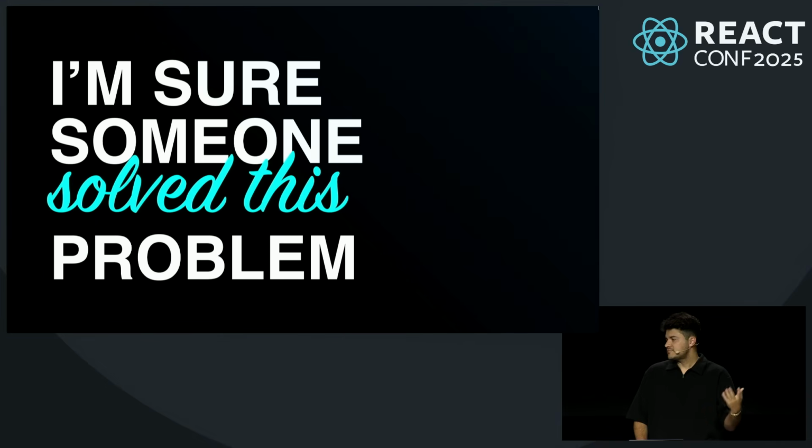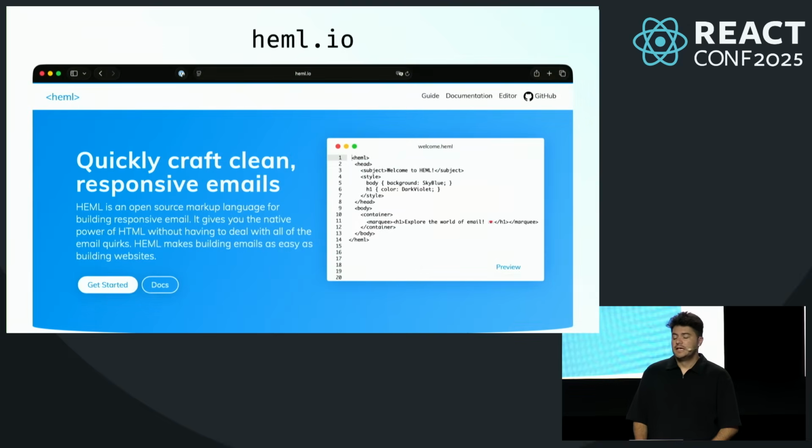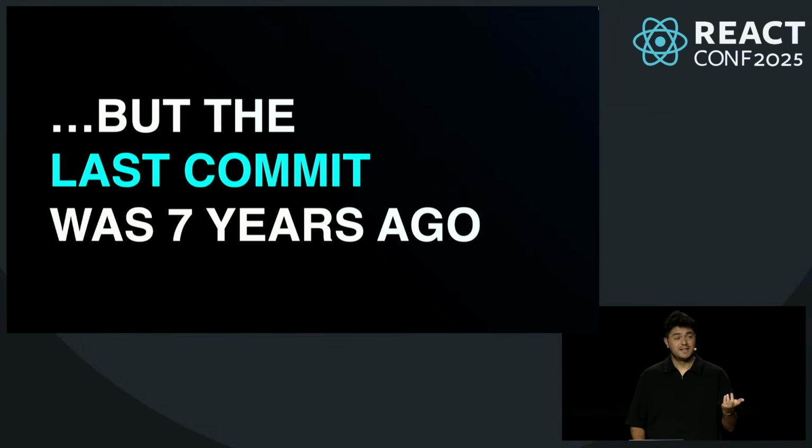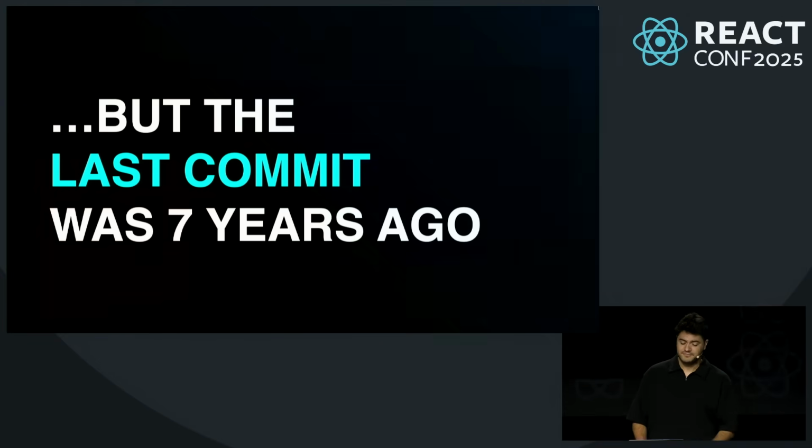So as a developer, I just thought, you know what? I'm sure someone fixed this problem. So let me just look around. I'm sure there's an open source project for that. So I found this one, and this was a really great tagline. You know, it would help me build responsive emails. So I went to their GitHub repo, and I found that the last commit was 7 years ago. So I'm like, OK, maybe not that one.